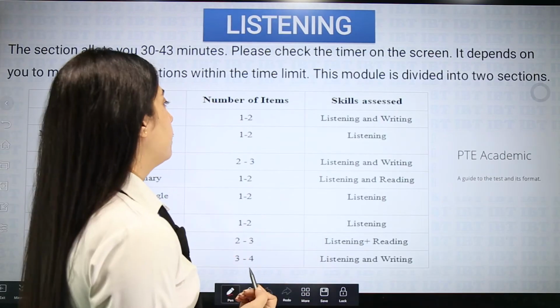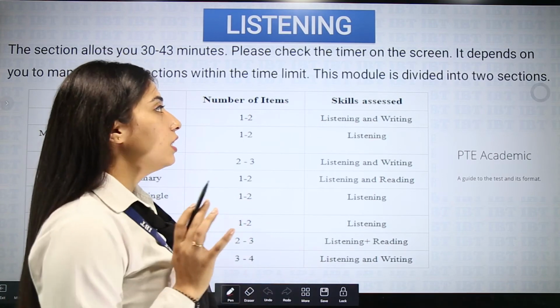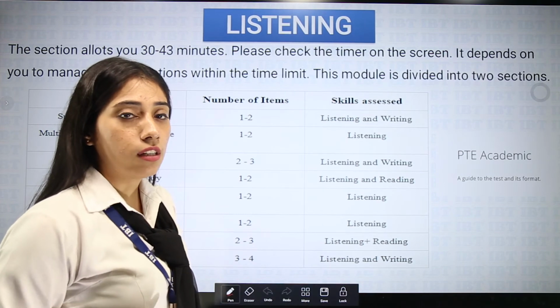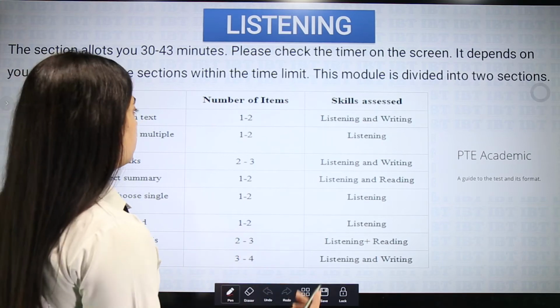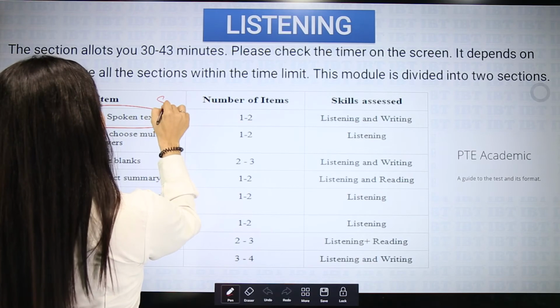So now we will understand the listening module. In listening you will get 30 to 43 minutes and there will be 8 different types of questions that you have to attempt in this particular module, right? Now these 8 questions are divided into 2 sections. How? Your summarize written text is your section 1.